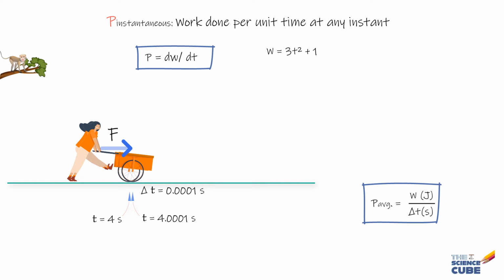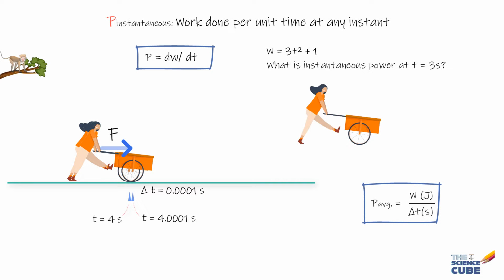That is, work done is varying with time, and we are asked to find the instantaneous power at t equal to 3 seconds. Now, let us first understand what exactly is being asked to find. So this essentially means finding what is the work done in that very short time that approaches zero around 3 seconds, and then converting it into work done per unit time.